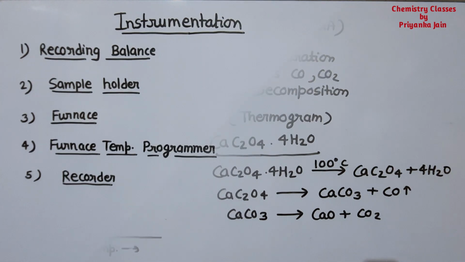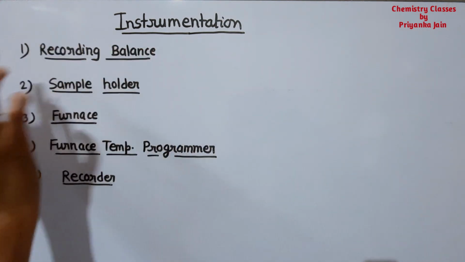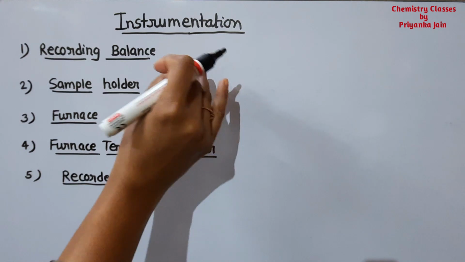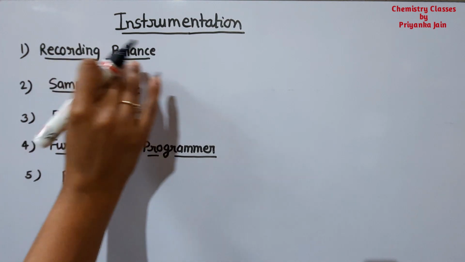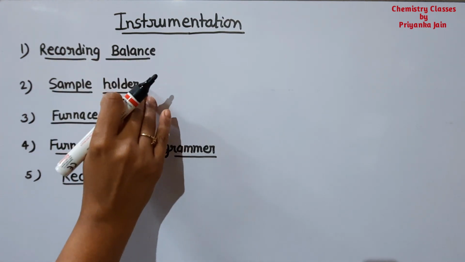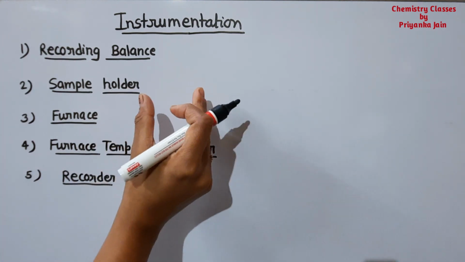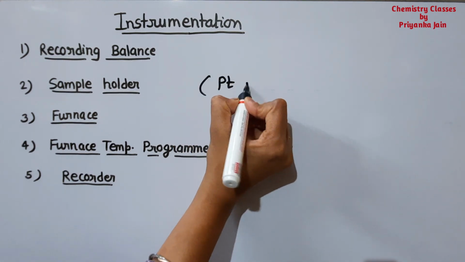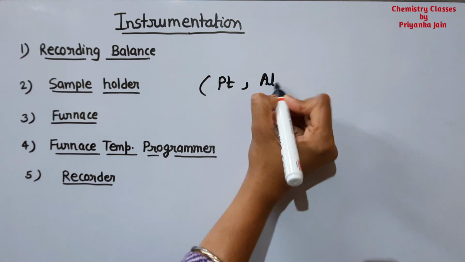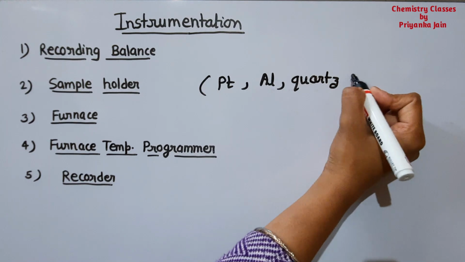Okay, now we are seeing a little bit of the instrumentation, very little bit. So what is the instrumentation? The first thing is the recording balance. Here we need a change in the mass, so we have to record it, and for this we need a recording balance, right? Another thing is the sample holder in which the sample is put. The sample is placed in a sample holder, and that is generally made up of platinum or aluminium, or it may be made up of quartz or alumina.